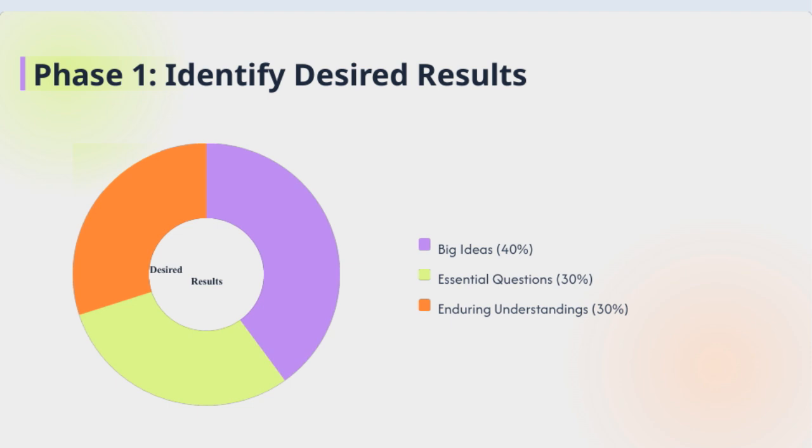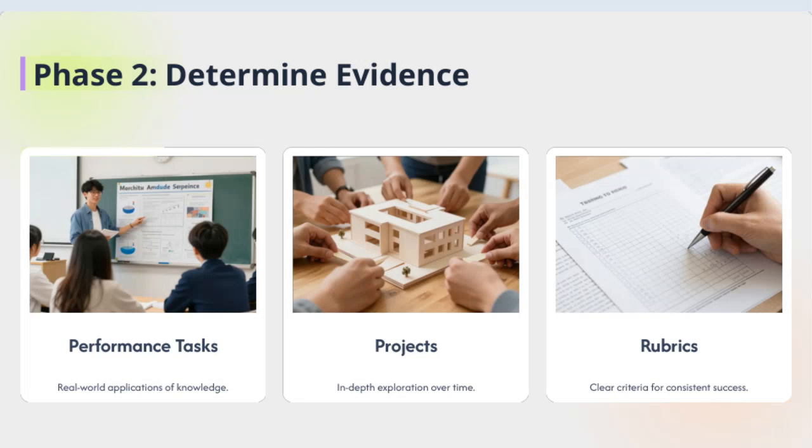Finally, at the bottom, we see the phrase, desired results. This reminds us that our goal is to clearly identify what we want students to learn and be able to do as a result of this phase. So, in this phase, identify desired results. Our aim is to set a solid foundation by pinpointing these key elements to guide our instruction and ensure meaningful learning outcomes.